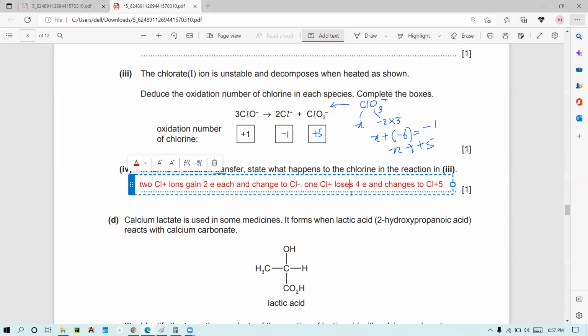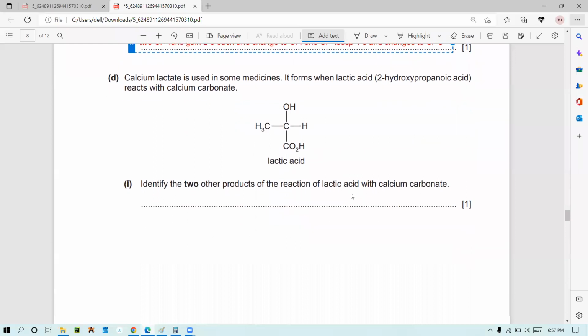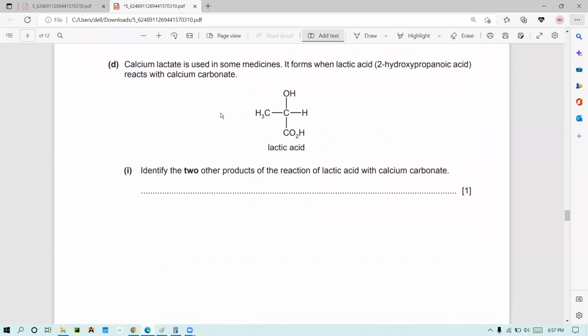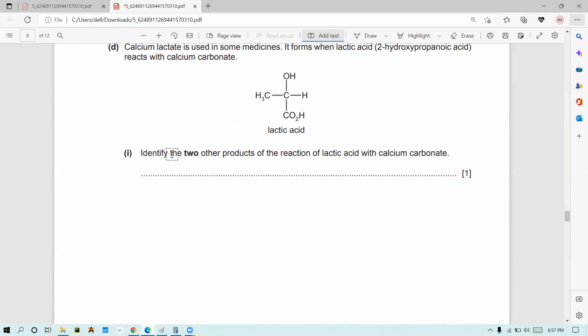You have some answers for me. Go to the next one. Calcium lactate is used in some medicines. It forms when lactic acid, 2-hydroxypropanoic acid, reacts with calcium carbonate. This is a compound. Identify 2 other products of the reaction of lactic acid with calcium carbonate.